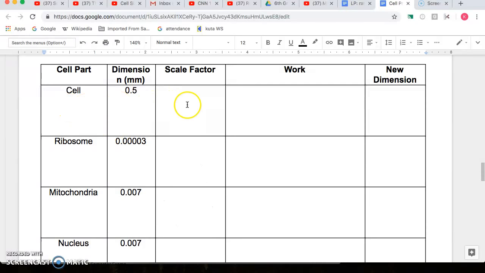Then when you're ready and you have that scale factor, you're going to multiply the dimension times the scale factor, showing your work right here, and write the answer here. The new dimension will still be in millimeters, so make sure you write mm. All right, so you're going to multiply this dimension by your scale factor, showing the work, and writing the answer, which will be in millimeters.